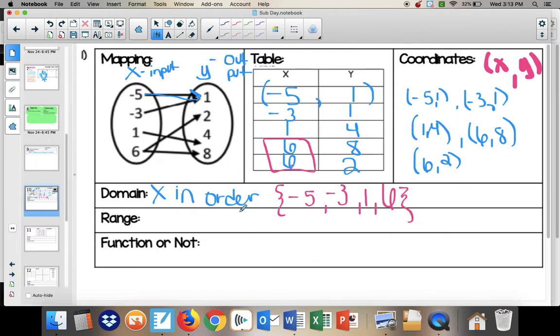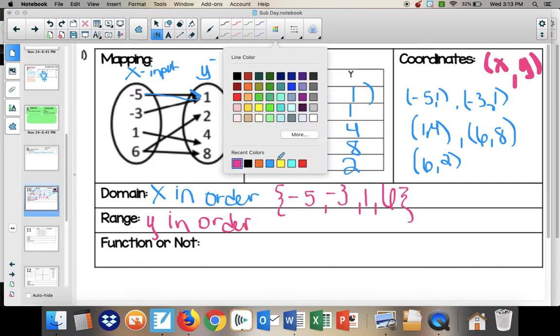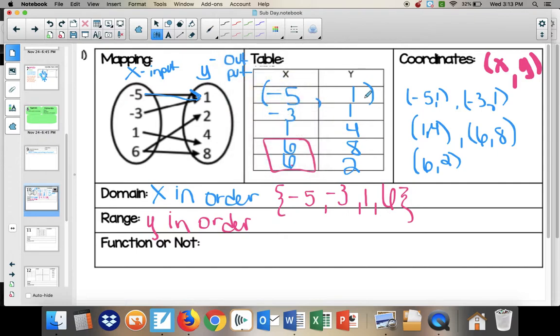Okay, that's good enough. Then I take my range, which is my y values in order. So with this one, again, my ones repeat, so I don't put that twice, but I put them in order. So squiggly, 1, 2, 4, 8, squiggly.